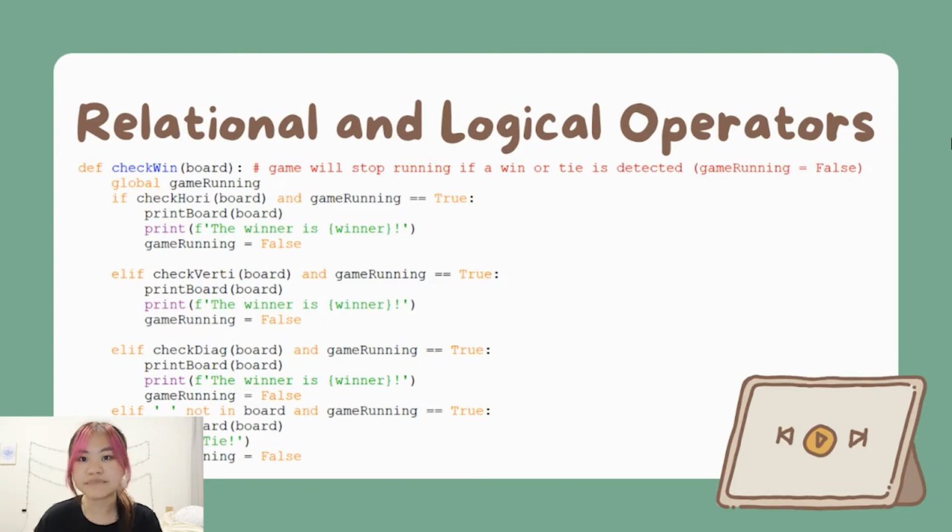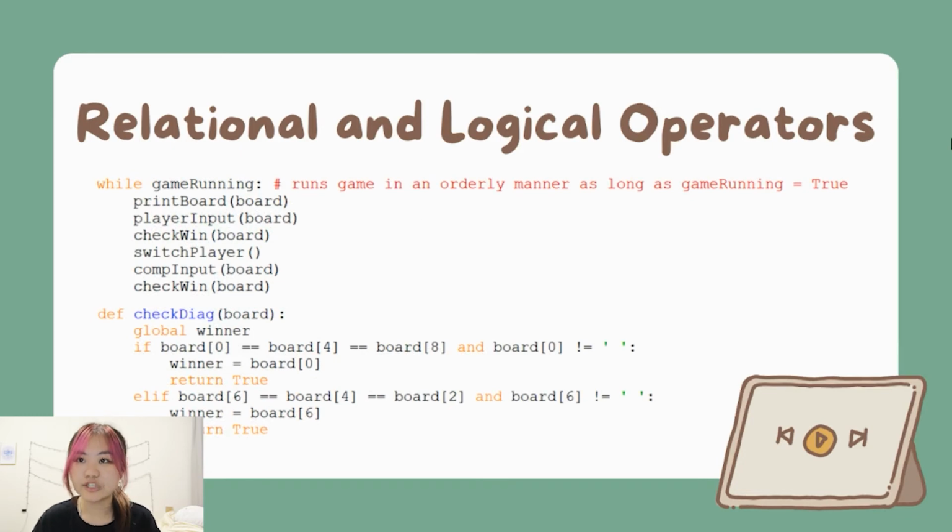In the code shown above, the check win is used to check if there is a winner while game running is true. If game running is true and there is a match, then the winner statement is printed. For the check diag function, when a winner is detected, then it would return true. And these are my logical and relational operators.